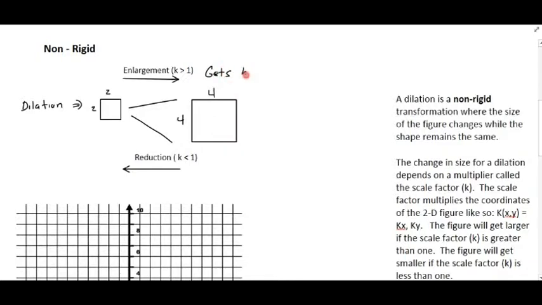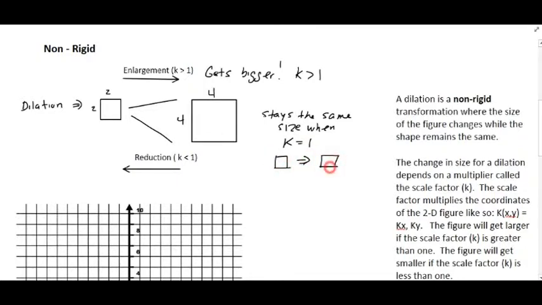So, whenever you have k, the scale factor or the multiplier, greater than 1, the picture will get larger. Whenever k is equal to 1, the scale factor that is, the pre-image and the image will be the same, or in other words, they will be congruent. The sides will have the same length and the angles will remain the same. And the pre-image will look just like the image.